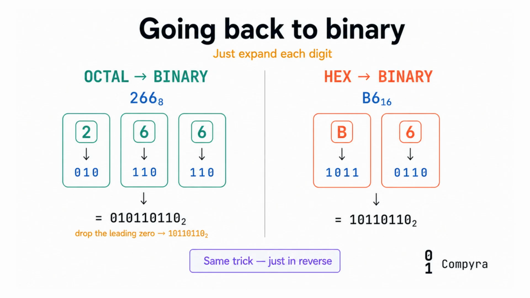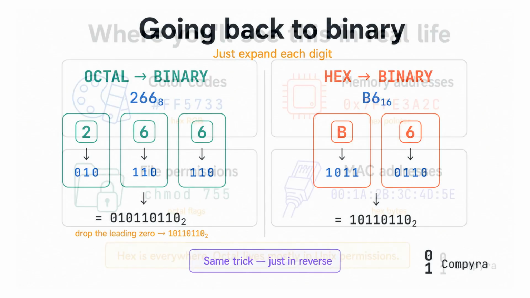You can drop it. To convert hex back to binary, take each hex digit and expand it into exactly 4 bits. B is 1011, 6 is 0110. Glue them together, 1011, 0110. Same binary we started with. So the conversion works in both directions, using the exact same logic. Group to compress, expand to decompress.